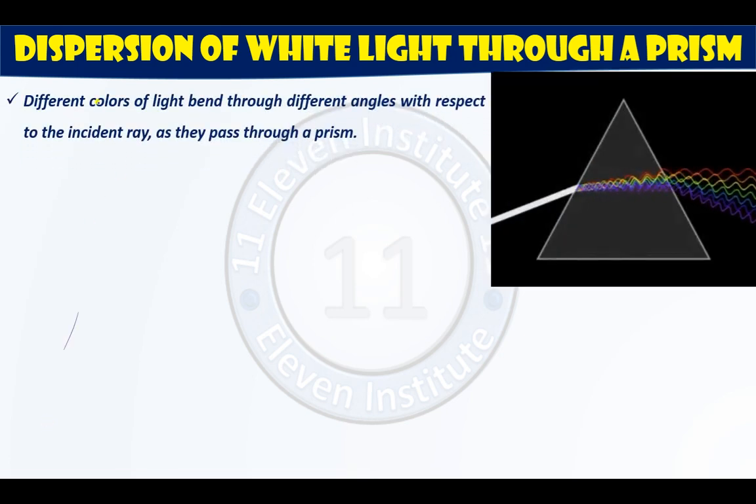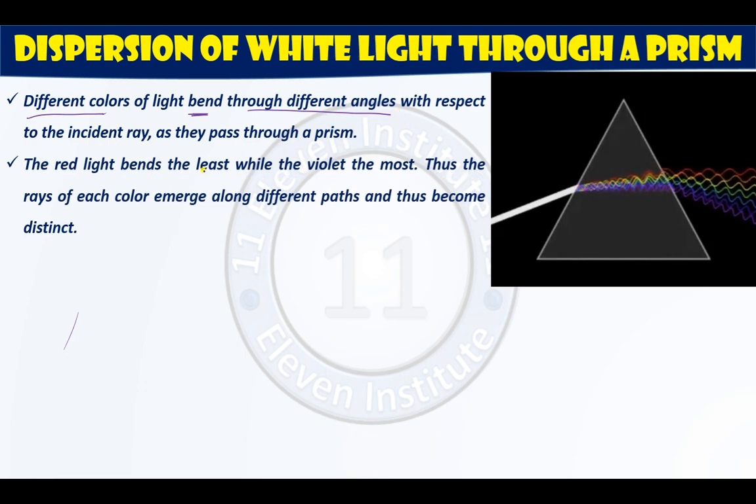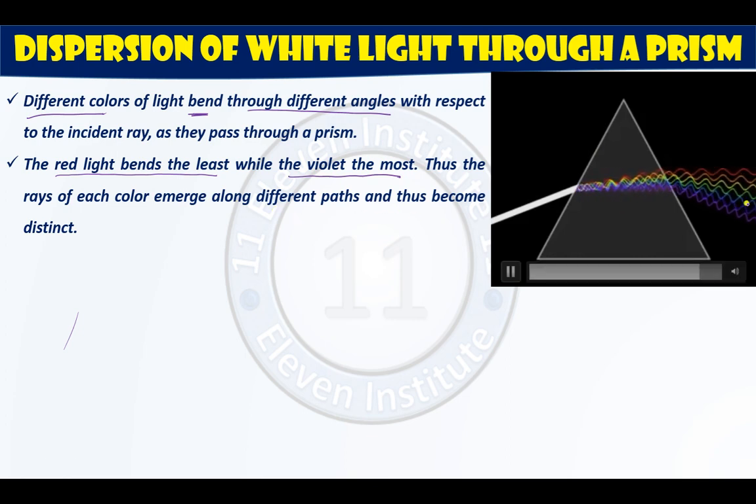Fine. So different colors of light bend through different angles with respect to the incident ray as they pass through the prism. Different colors bend through different angles. The red light bends the least. We have seen this already over here. The red light bends the least, almost straight, while the violet bends the most. Thus, the rays of color emerge along the different paths and thus become distant. Different colors are twisted or tilted or deviated at different angles, due to which we see different bands over here.